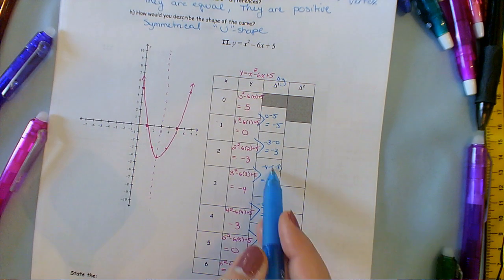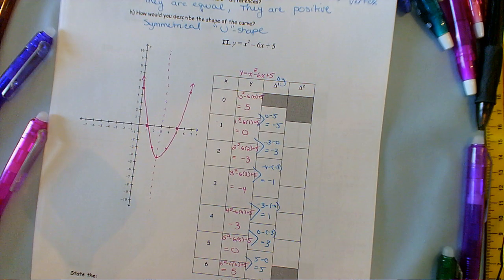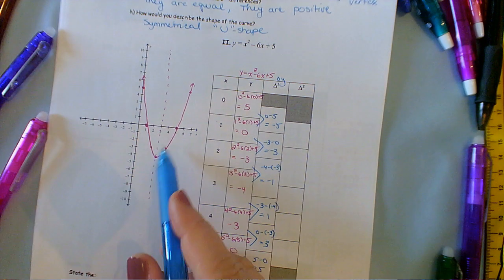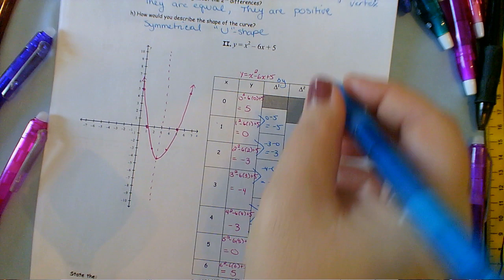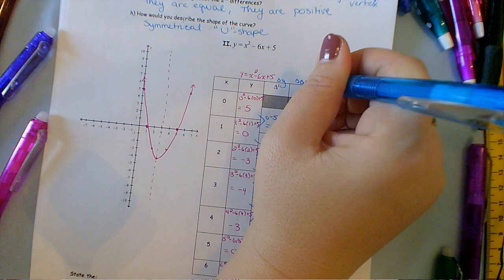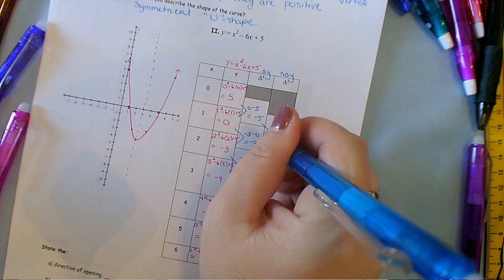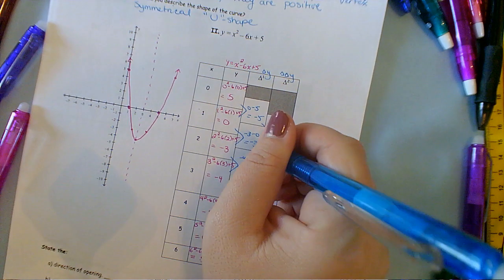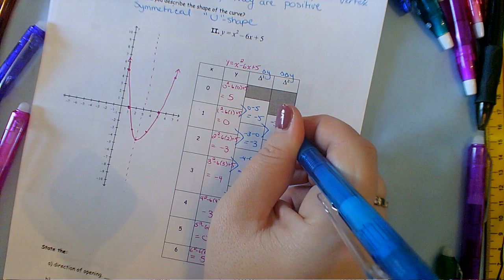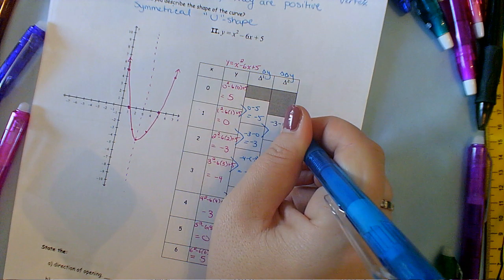These are not the same numbers. So that means this is not a line. As we can plainly see, it's not a line. It's not linear. Now we're going to do our second differences, our delta y squared. So again, it's the differences of our first differences. So negative 3 minus the negative 5 sitting above it is negative 3 plus 5, which is 2.